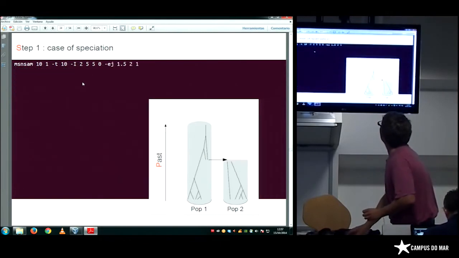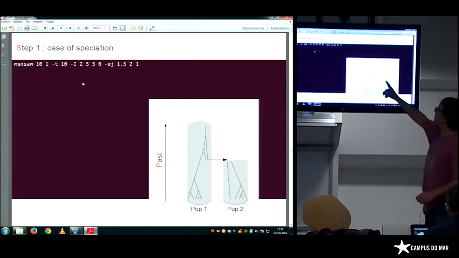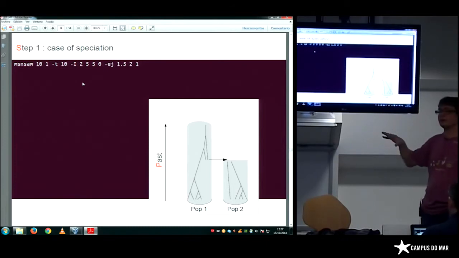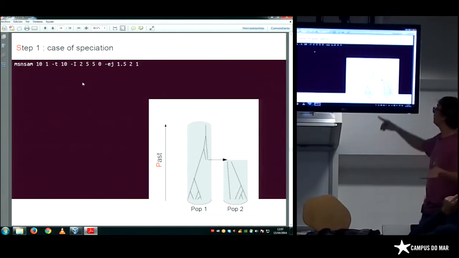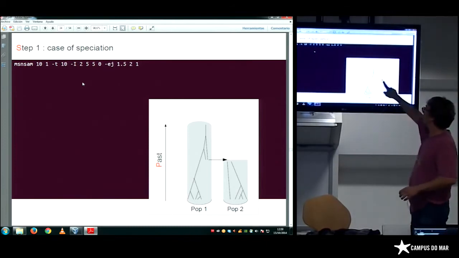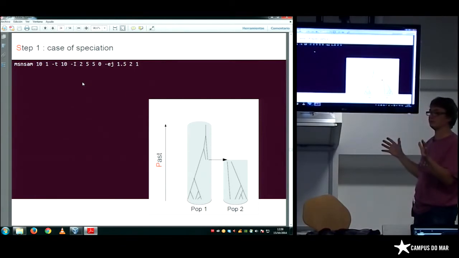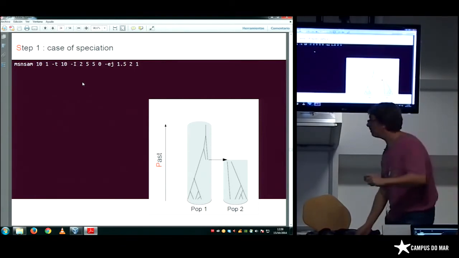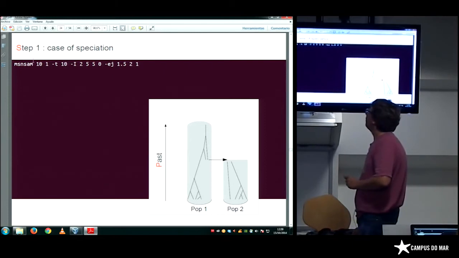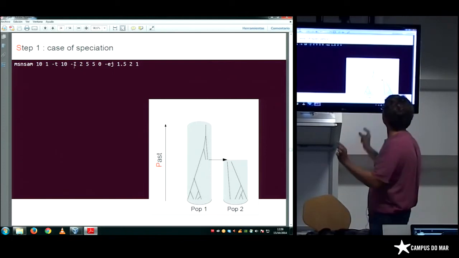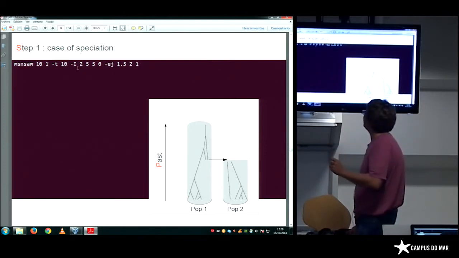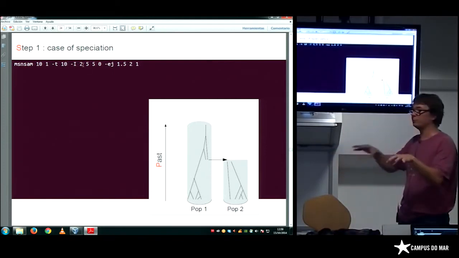So then we can simulate one of the scenarios we are interested in, which is isolation without gene flow. Again, we have the number of sequences simulated, 10, with 1 simulation. Theta is 10 again. We have an island model of 2 demes. So I is 2. It means 2 populations.